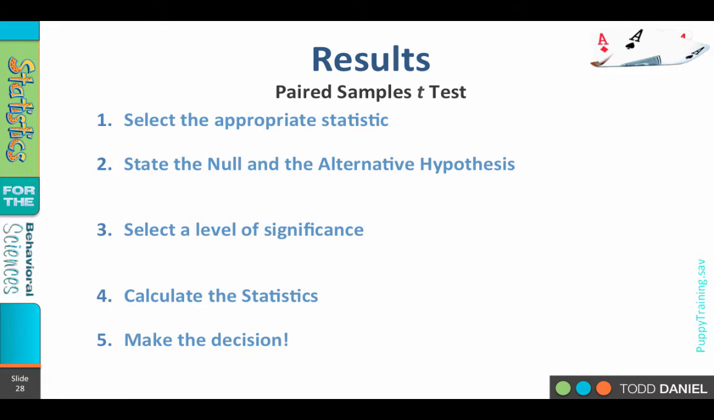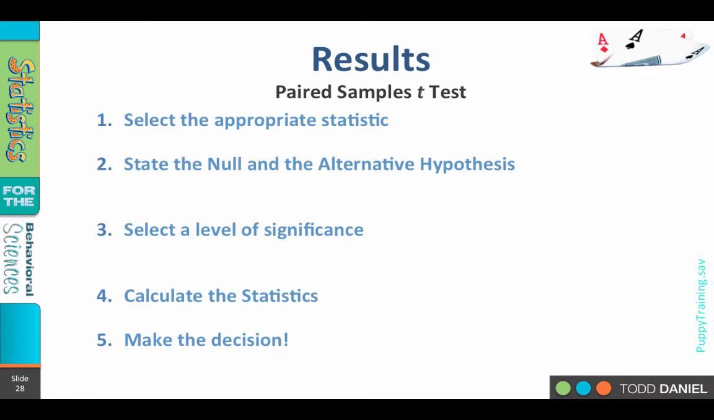So notice that the setup on this is slightly different. Rather than randomly assigning 16 puppies to 2 groups, he selected 8 litter mates, twins if you will, and assigned 1 twin to each of the 2 groups. Well, let's walk through our 5 steps.